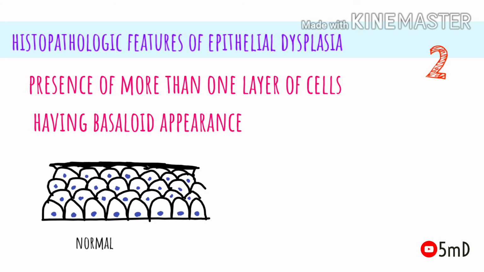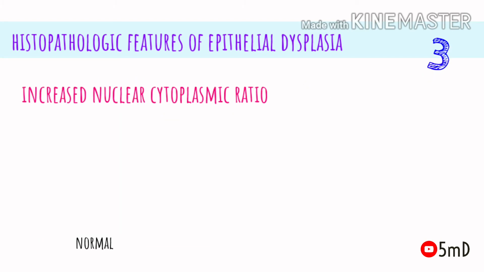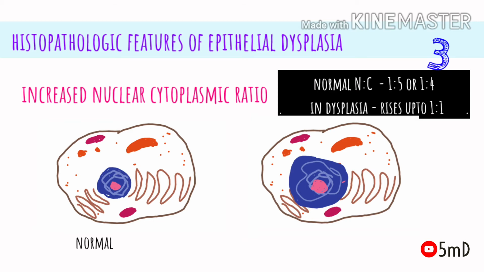The second feature is the presence of more than one layer of cells having a basaloid appearance. Normally, the basal cells have the basaloid appearance. When the suprabasal cells also have the basaloid appearance, then it could be a feature of dysplasia. The next feature is increased nuclear cytoplasmic ratio. Normally, the nuclear cytoplasmic ratio varies from 1:5 to 1:4, but in cases of dysplasia, it could rise up to 1:1 due to the increase in size of the nucleus comparative to the cell.